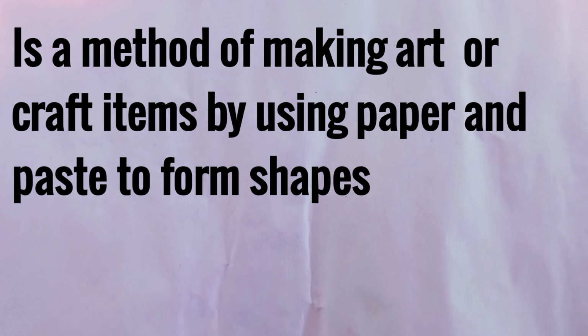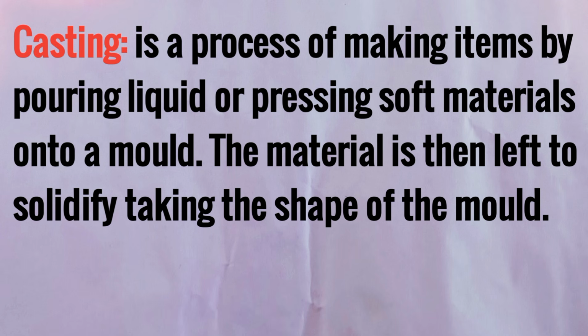So we have here two terms that we are supposed to be familiar with, and the first term is casting. So what is casting? Casting is a process of making items by pouring liquid or pressing soft materials onto a mold, and the material is then left to solidify, taking the shape of the mold. So that's the definition of that term, casting.